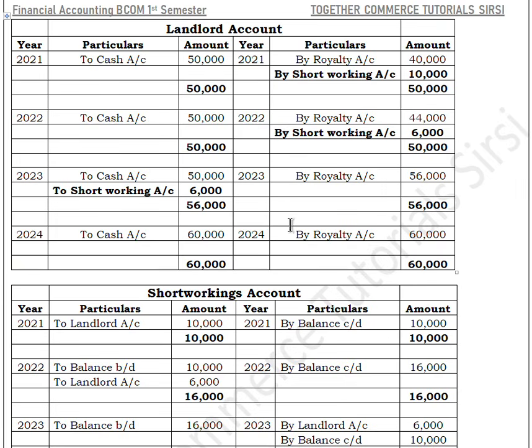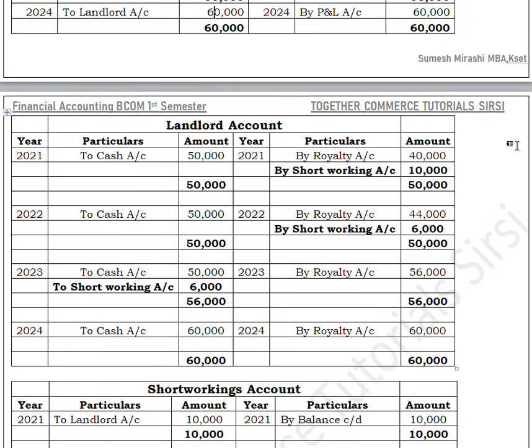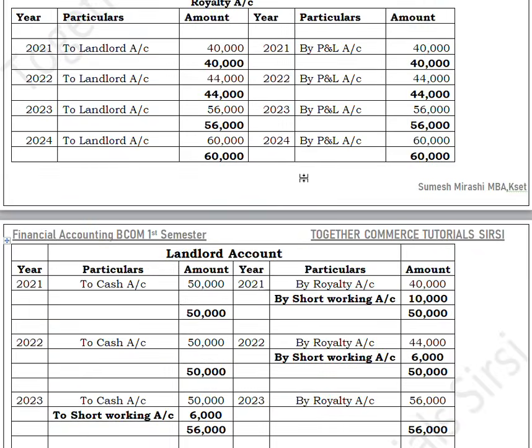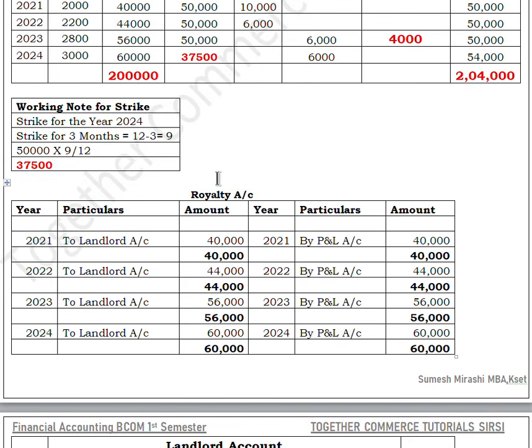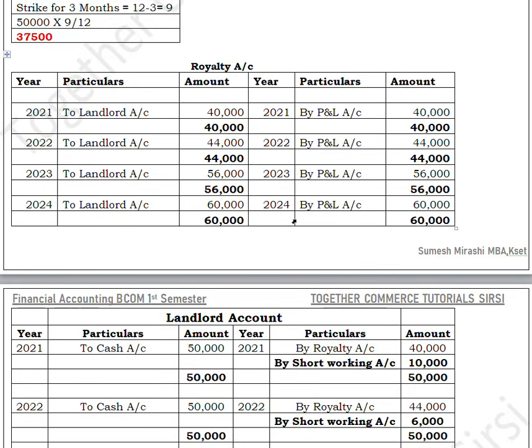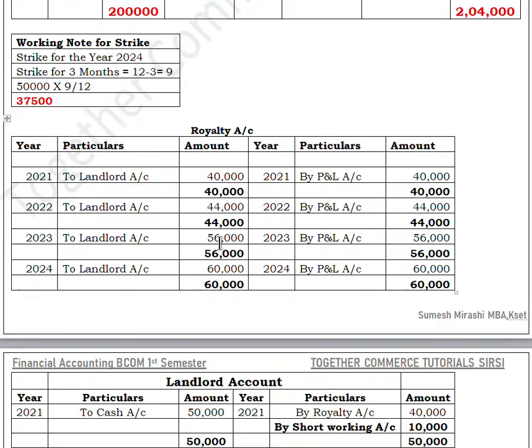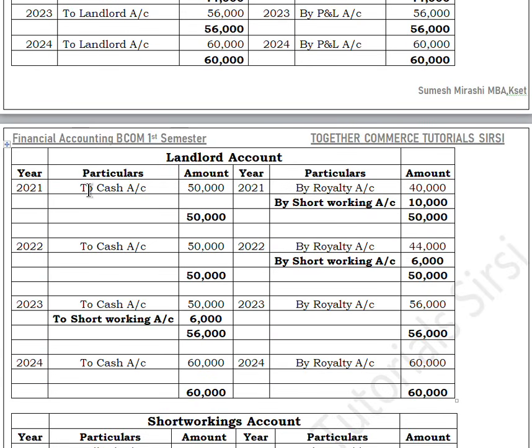Then coming to the next account, that is the landlord account. The format remains the same: year, particulars, amount, year, particulars, amount, both on the To and By side. As we saw the royalty column for the royalty account, for the landlord account you should see the minimum rent column. In the minimum rent column there are entries like 50, 50, 50 and 37,500. The entries should be on the To side: To Cash, To Cash, To Cash, To Cash. The amounts here are all the minimum rent amounts.